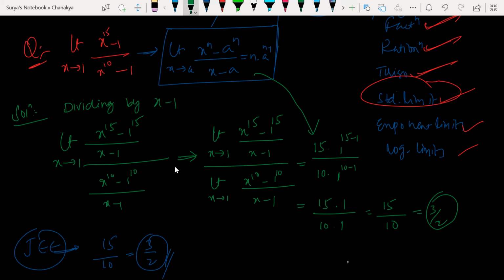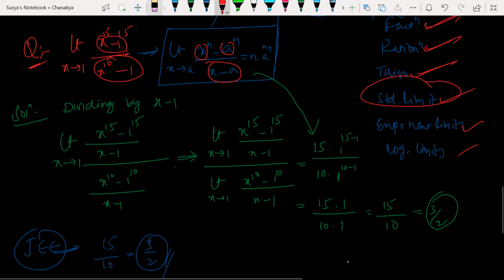So how can I convert? The standard limit formula is what? x to the power of n minus a to the power of n divided by x minus a. All right, this is my formula. So here the question is x to the power of 15 minus 1 to the power of 15 given. But look at this here. Here I have x minus a, so here also I have x minus a. But the denominator should be x minus 1. No, but I have x to the power of 10 minus 1. How am I supposed to do that?